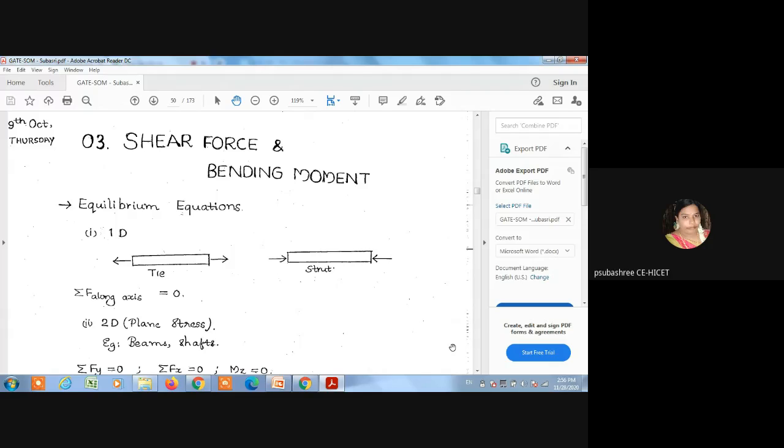Next topic is shear force and bending moment diagrams. This topic is a very, very basic concept. It is very important in our civil engineering field. So what do you mean by shear force, then bending moment? Shear force means the vertical unbalanced force. Then bending moment means force into distance.